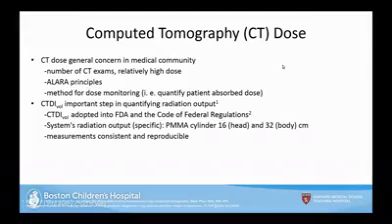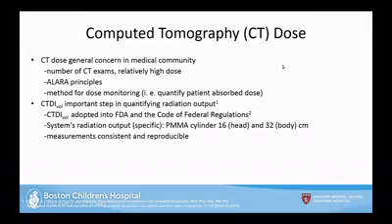So CTDIvol was adopted into the FDA and Code of Federal Regulations. Specifically, CTDIvol measures the system's radiation output using a PMMA cylinder that either has a 16 centimeter diameter or a 32 centimeter diameter to represent the head and the body, respectively. The great thing about CTDIvol is that because it's a cylinder, the measurements are consistent and reproducible.